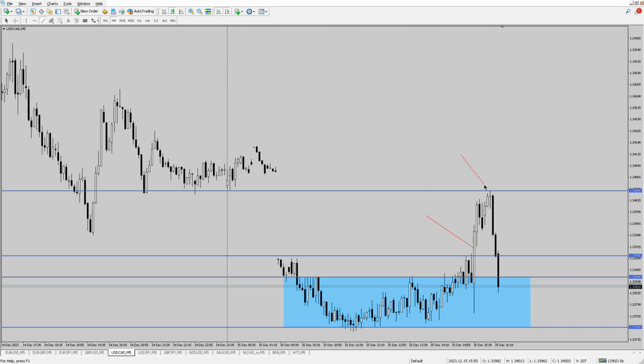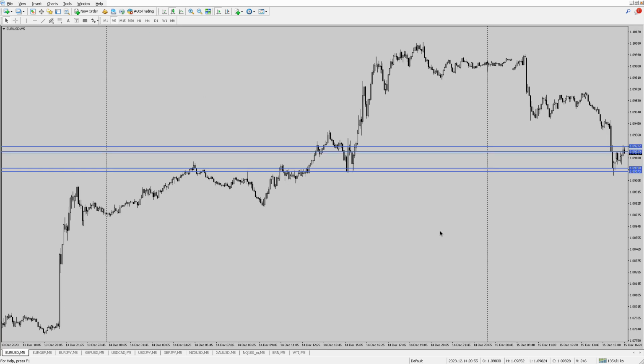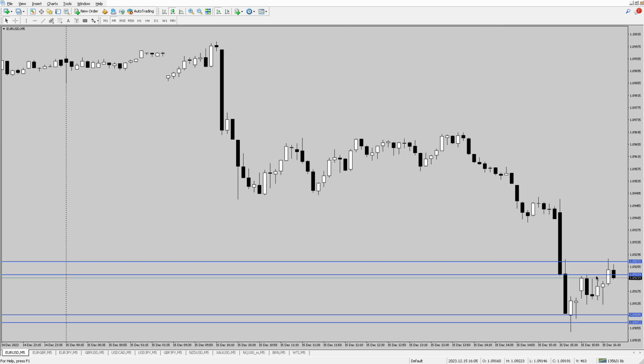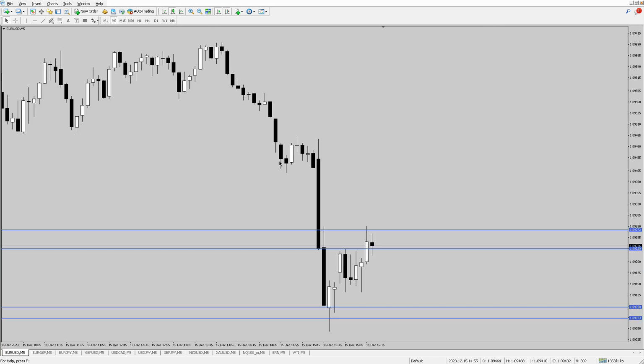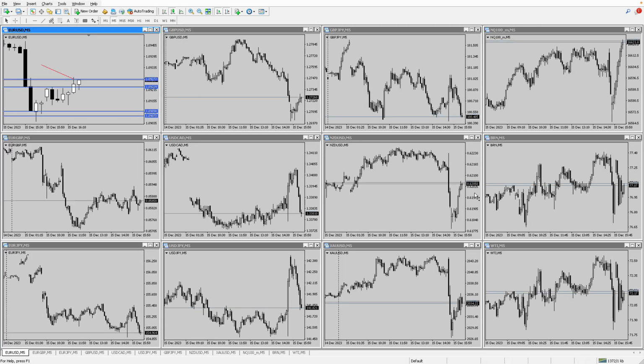Let's see what's going to happen for this chart in a few hours. Let's go back and take a look at Euro USD and see what's happening inside that rectangle down there. No, we're not seeing any good buy pressure, so we're just going to keep this in front of us to see what's going to happen.